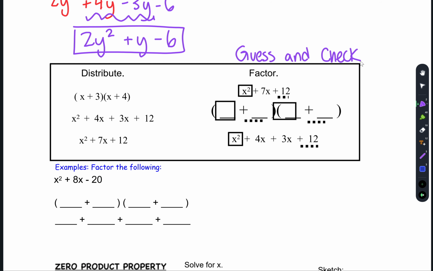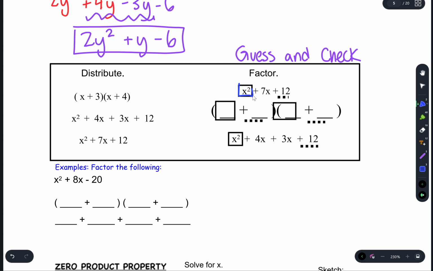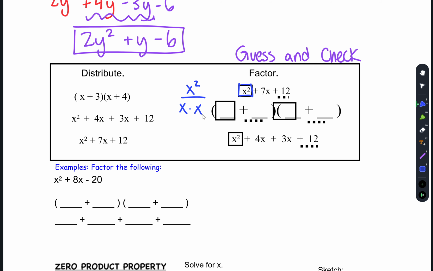For the guess and check method, the steps are pretty straightforward. We look at the first term, which in this case is x squared. And I think, okay, what things multiply together to get x squared? I only have one option. The only way to get x squared is to multiply x times x. So I can go ahead and put those first in my bubbles, in my parentheses.